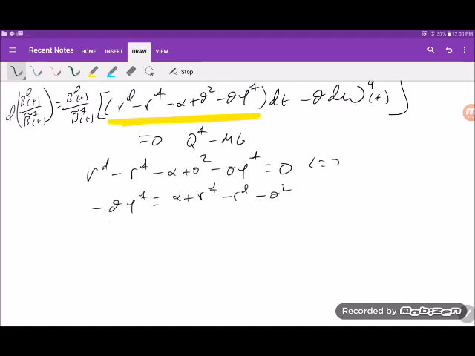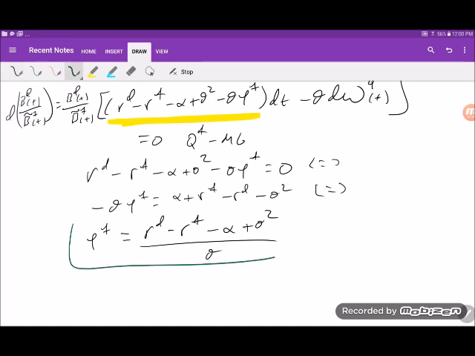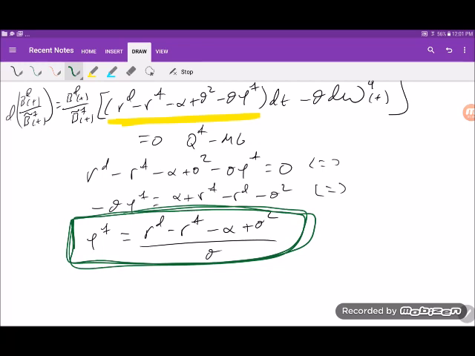So if we divide everything by our negative sigma, we're finally going to get that our phi f Girsanov kernel is equal to rd minus rf minus alpha plus sigma squared over sigma. So this is our Girsanov kernel. Now, again, we are moving, that's sigma squared.